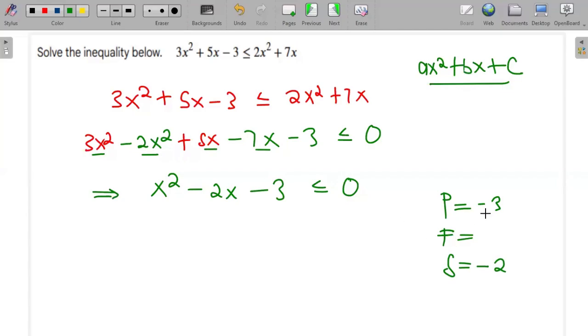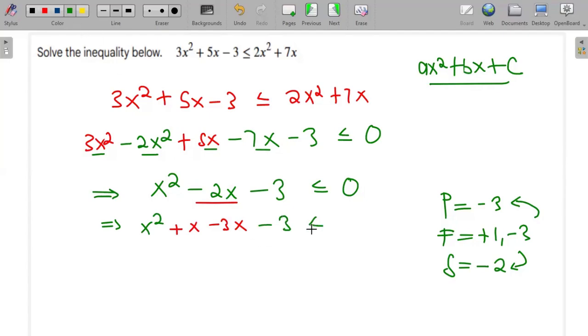Okay, so the factors here will be +1 and -3. When I multiply them, you see I get -3. When I add them, I get -2. So it means this -2x here, I'm going to write in terms of the factors. So it will be x squared, and then minus this 2x, I'm writing it in terms of the factors. So I'll say plus x, and then -3x, and then -3 less than or equal to what? To 0. So you see that this part here is the one that gives me -2x there.